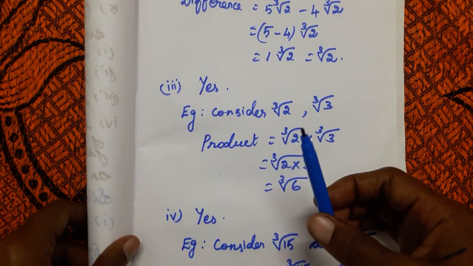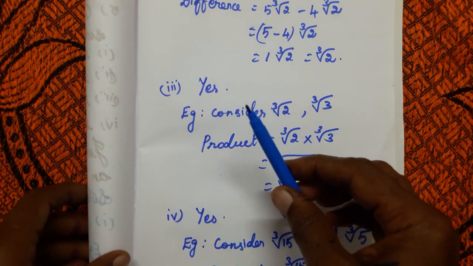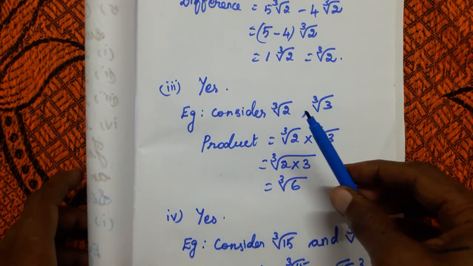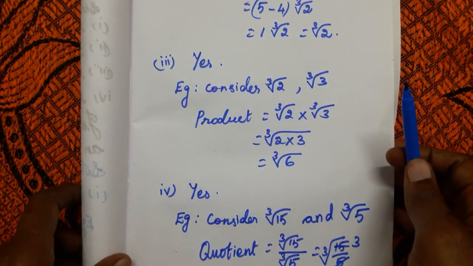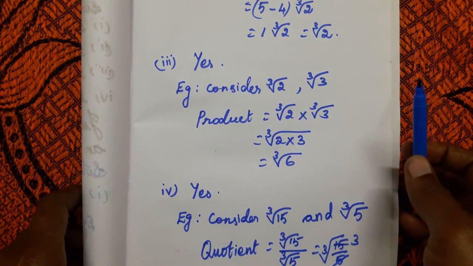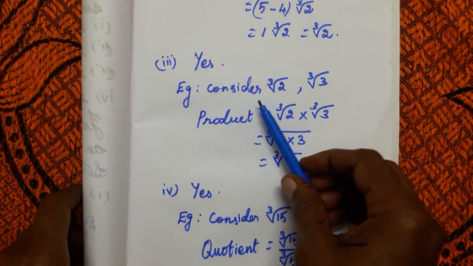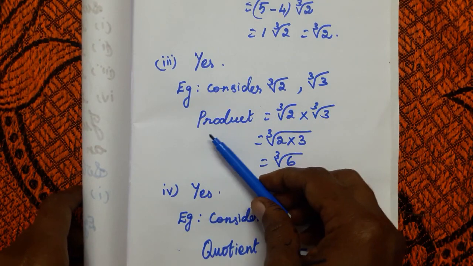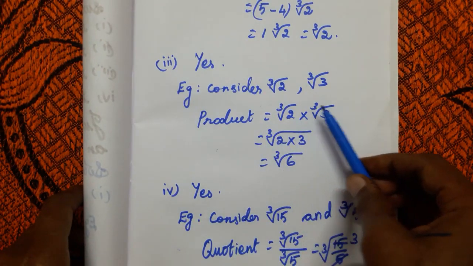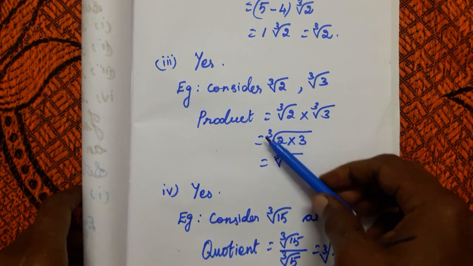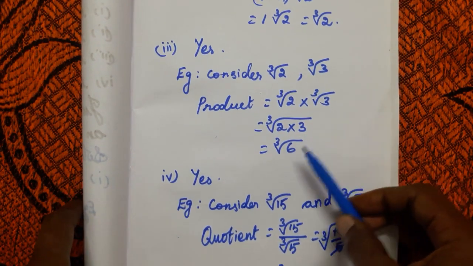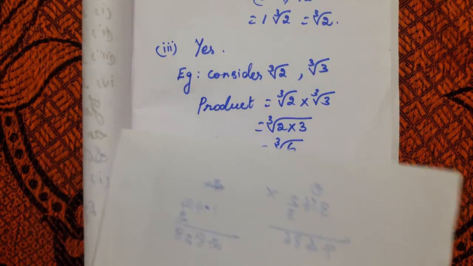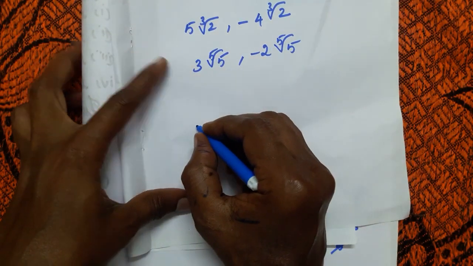Then the third question, product of two surds. Can the product of two surds be a pure surd? Yes, we can give an example. Consider cube root of 2 and cube root of 3. When we find the product, cube root of 2 into cube root of 3 is equal to cube root of 2 into 3, which is equal to cube root of 6. Can you give another example? Yes, we can.